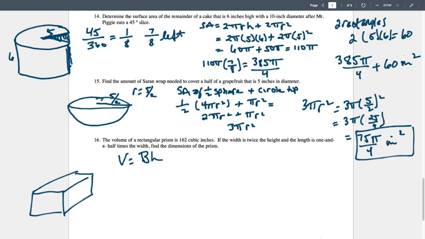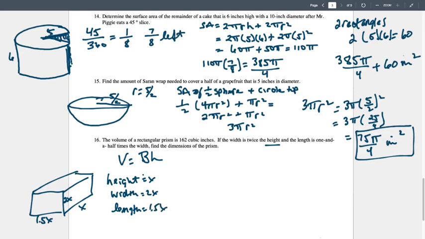So let's see. If the width is twice the height, so our height is right here, I'm just gonna call that x because they are doing it with relationship to this. So the width is twice the height, so I'm gonna make this 2x. Obviously my drawing is not to scale. And the length is 1.5 times the width. So my length is 1.5x. All right, my height equals x, my width equals 2x, and my length equals 1.5x.